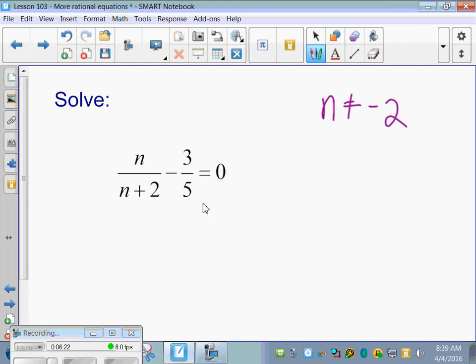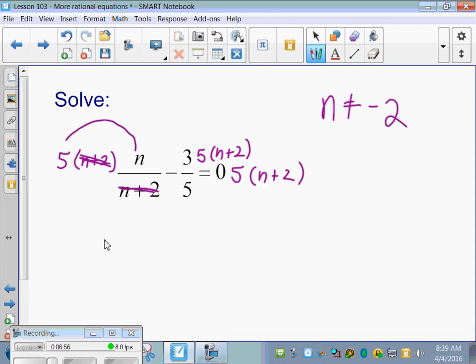So, Andrew, what do you think I should multiply every single term by? Good. 5, and then n plus 2, and then 5, n plus 2, and then 5, n plus 2. So every single term, you kind of want to write small so you can fit it in. And then we're going to start canceling stuff. So, Ben, what cancels when I multiply this first thing together? n plus 2, n plus 2. So what we have left is 5n.